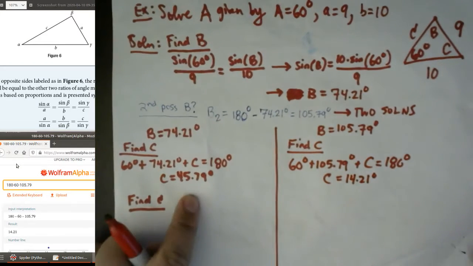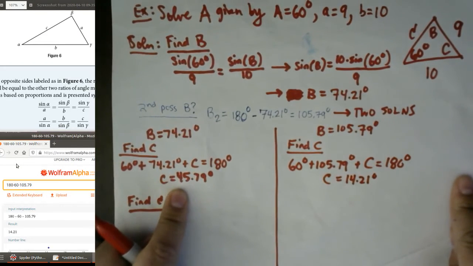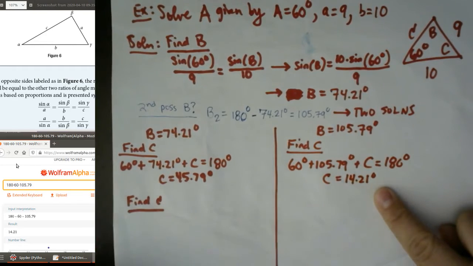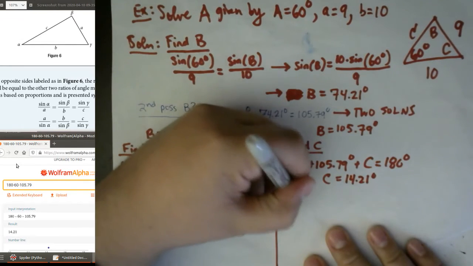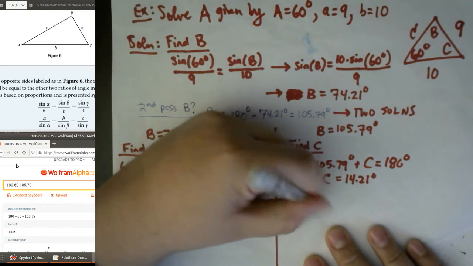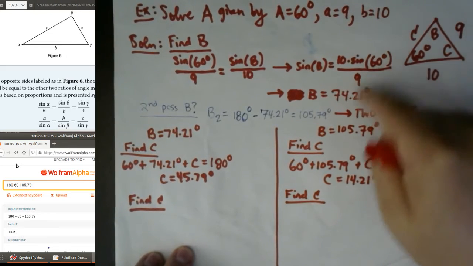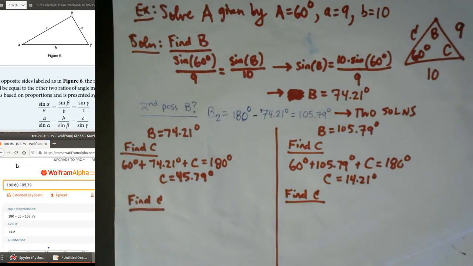So you see on this one, the angle C was a 45-degree angle, and this one is a 14-degree angle. Very different structure in the triangle. So let's find little c in both cases. Now, we're forced to use law of sines for this, but we will not be solving for an angle. We won't be taking the inverse sine like we did here. We'll just be doing algebra to solve.